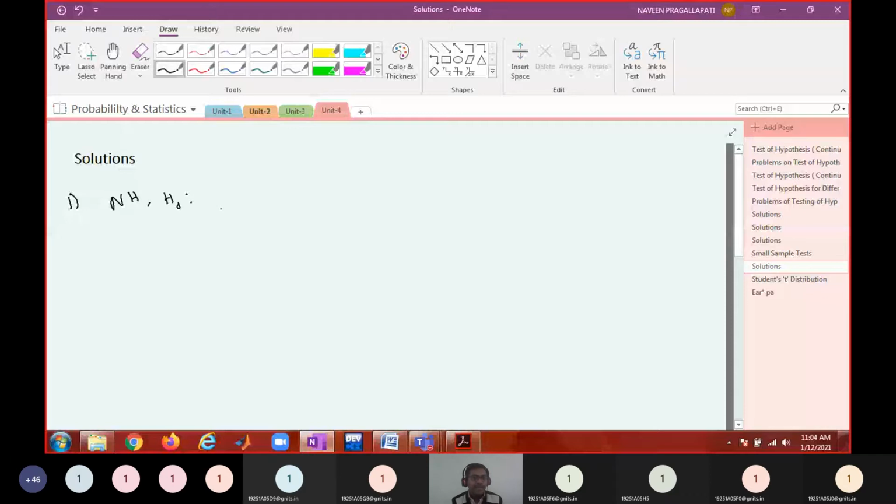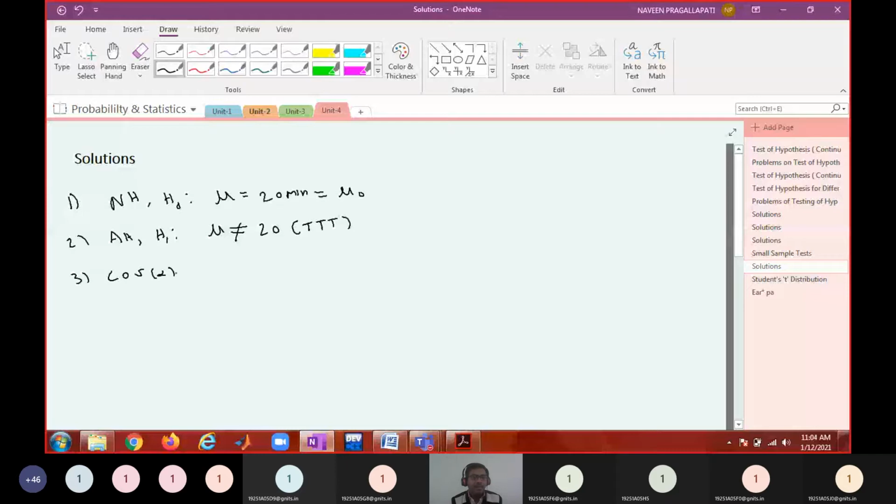The alternate hypothesis is H1. So whether to accept the company's claim or not, that's why we shall write mu equal to 20 against mu not equal to 20. So when I write not equal to, what test do I have to apply? Two-tailed. Okay. So now the level of significance is not given.